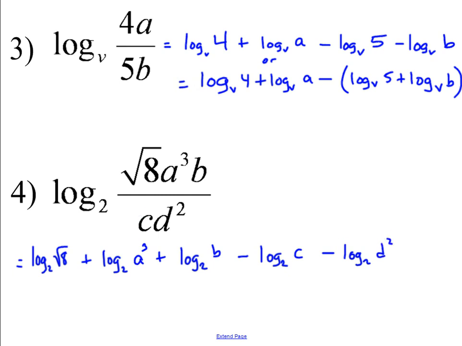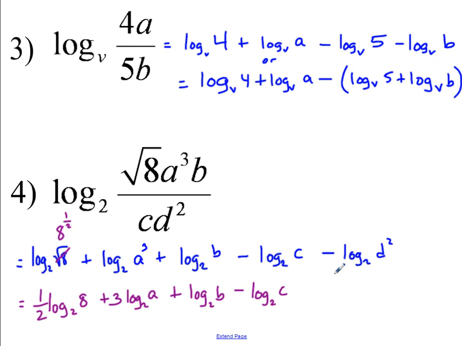Now, you might recall that when we have a square root, that's the same as saying 8 to the 1/2 exponent. Okay, now I've got everything written with exponents. I can bring those exponents down in front. So our final form looks like this. Half log base 2 of 8 plus 3, bringing that exponent down in front, 3 log base 2 of a. Well, this one doesn't have any exponents, so no further work needed. This one doesn't either, but it's a minus. This one does. Minus 2 log base 2 of d.